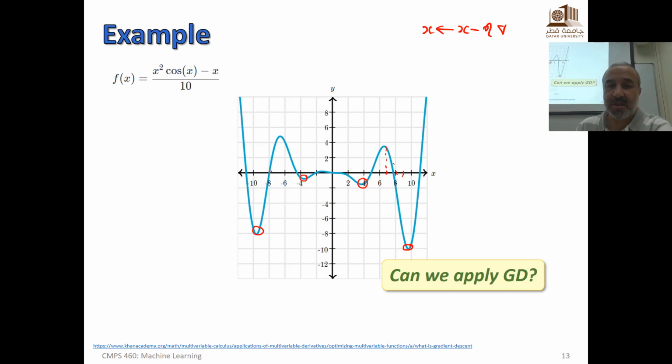If we started here, which one will we reach? Let's call them A, B, C, D. A, right? Because the slope here is positive, we'll move to the left. Do you see the slope? The slope will be positive here, so we'll move to the left until we reach the minimum. Of course, the step size will be a factor here. Anyway, you got the idea.